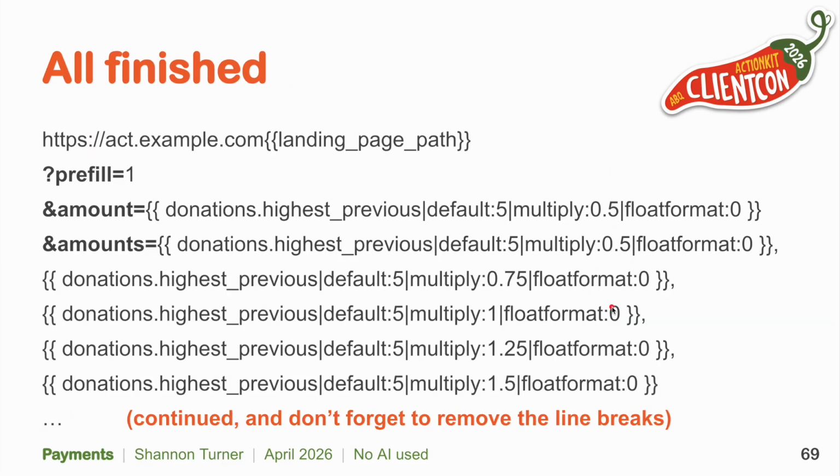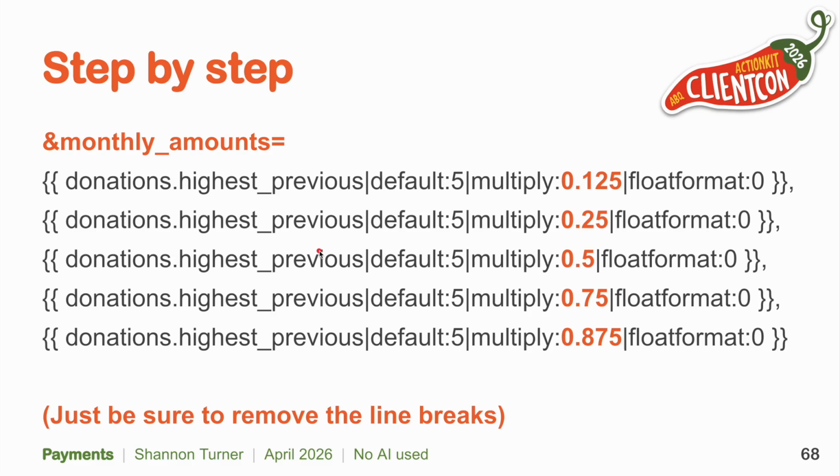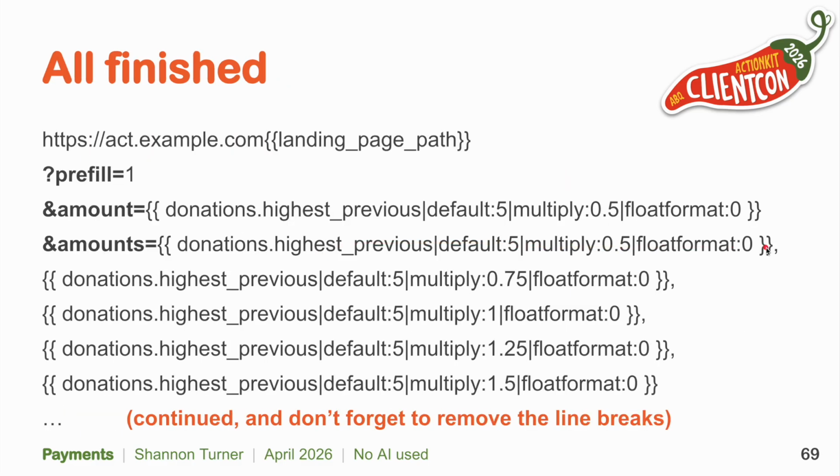And let's put all of this together. Obviously, since the amounts took an entire slide and the monthly amounts also took an entire slide, there's no way I'm going to be able to fit both of them on a single slide and have it still be readable. But you can put them together just like this. And again, don't forget to remove the line breaks.